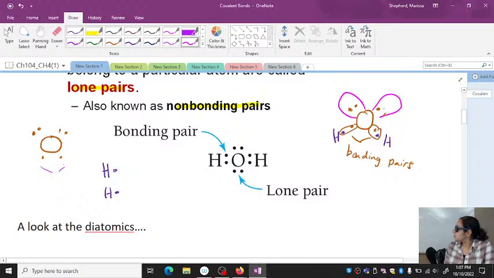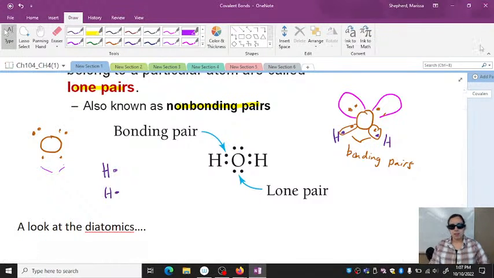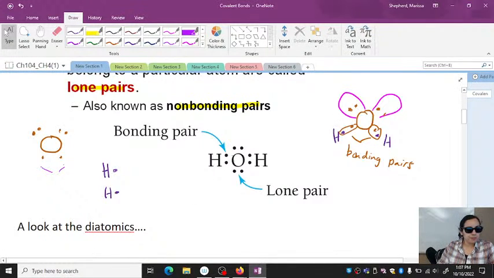And so this also tells us about the geometry. So we'll be looking at the geometry. And so you can see from these lone pairs, it gives us a bent geometry. But we'll look again at the geometry a little closer.